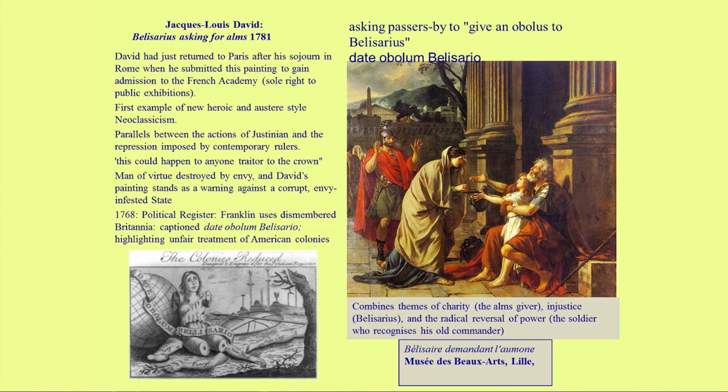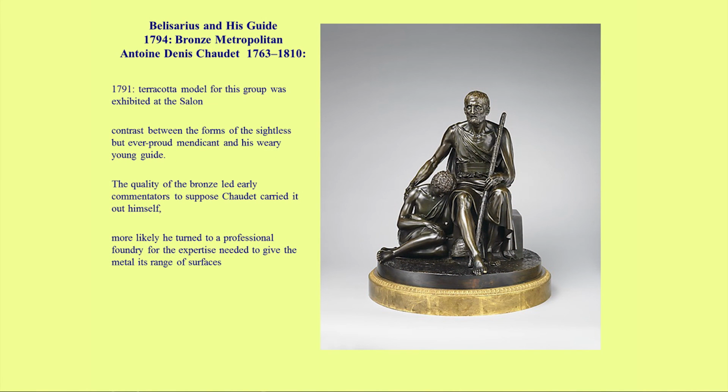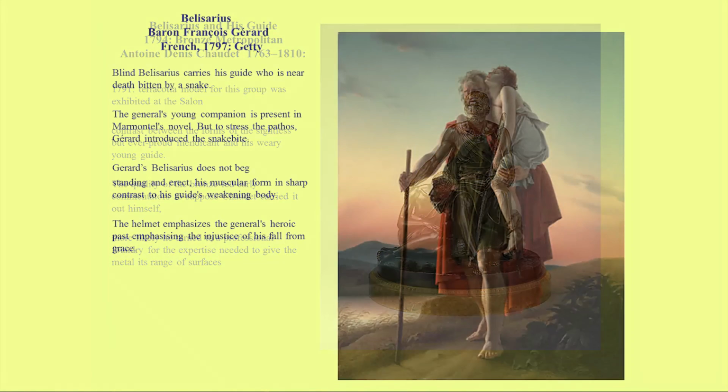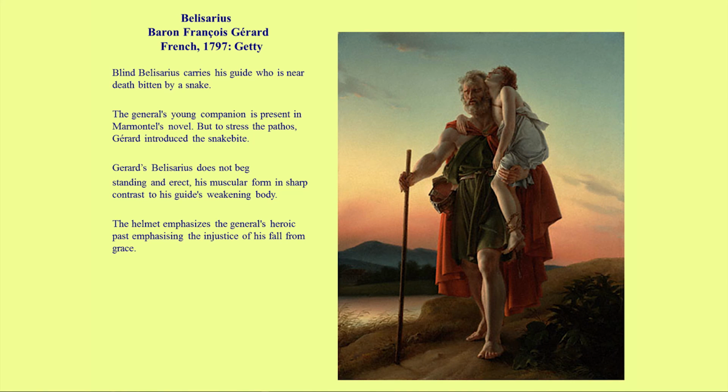Probably the most famous one is this one, which is Date Obolum Belisario, give a penny to Belisarius, which was lampooned by Franklin as this is Britannia, who is being dismembered and is preventing the freedom of the colonies. And a beautiful bronze by Chaudet, again, coming now into the period where we're getting a little bit more romantic and sentimental. And these images, of course, by Gérard, very, very sentimental. Here's the snake, here is the dying child who used to be his guide, and here's Belisarius himself with his stick, about to set off in the world on his own.